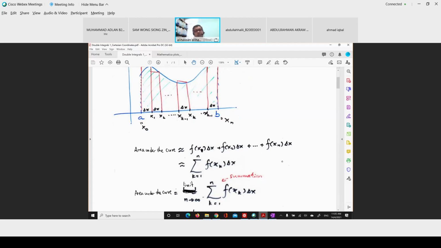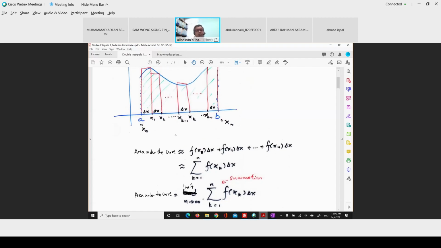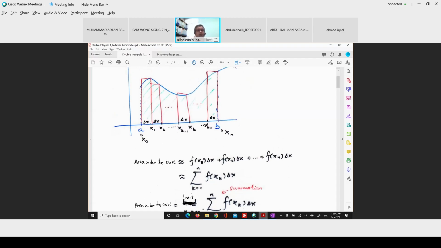So we start with an estimation process. The area under the curve is approximately, see, this is an approximation symbol here, the sum of the areas of the rectangles. What is the area of the first rectangle? It is the height, f evaluated at x1, times the width, denoted here as delta x. We assume the partition uses uniform width, so all the rectangles here have uniform width delta x.